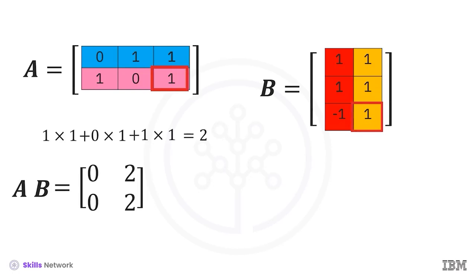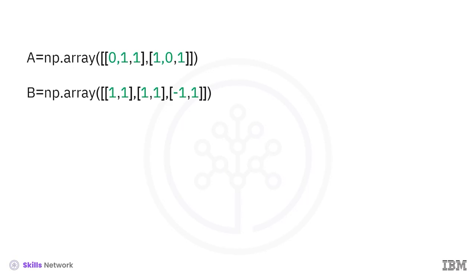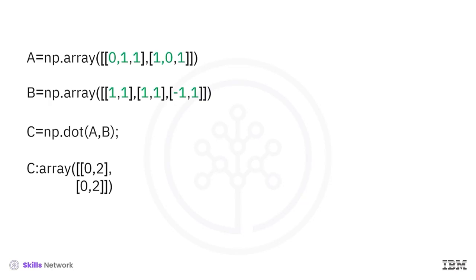The result is 2. In NumPy, we can define the NumPy arrays A and B. We can perform matrix multiplication and assign it to array C. The result is the array C. It corresponds to the matrix multiplication of array A and B. There is a lot more you can do with it in NumPy.